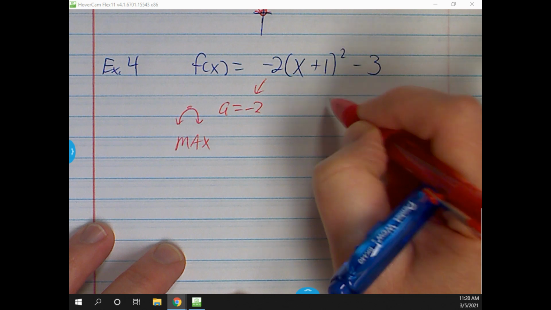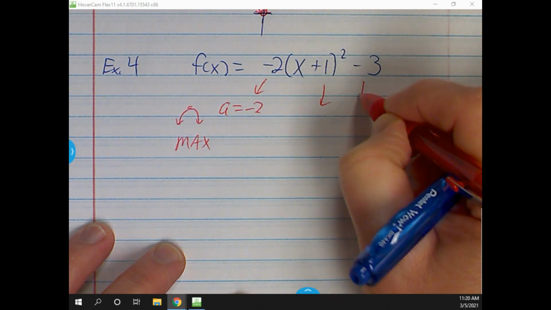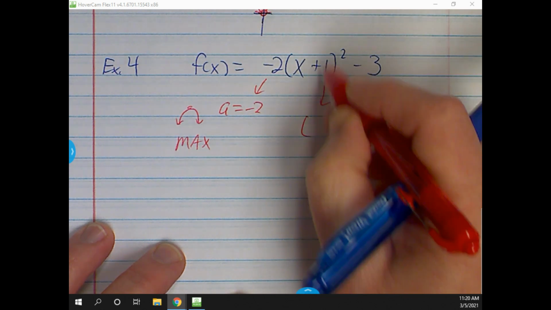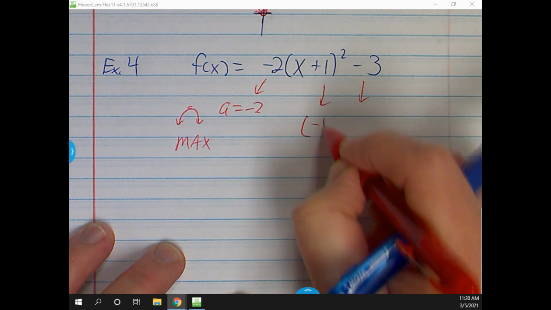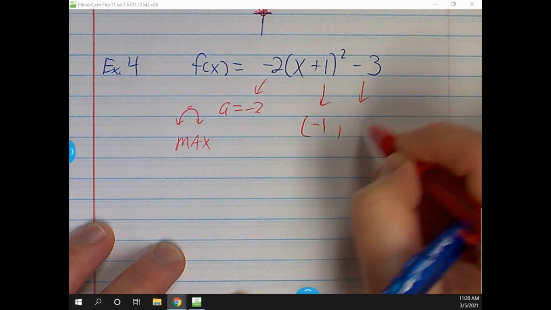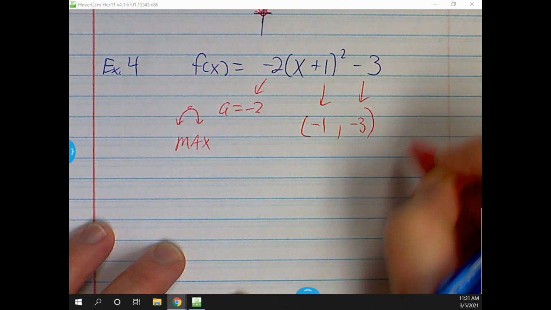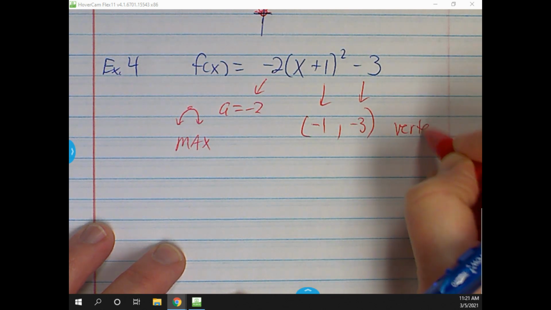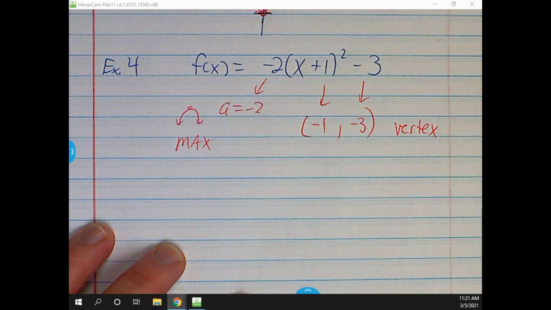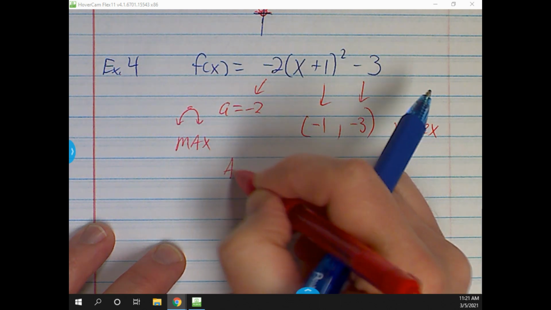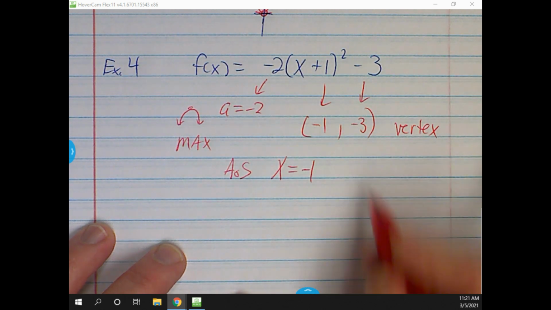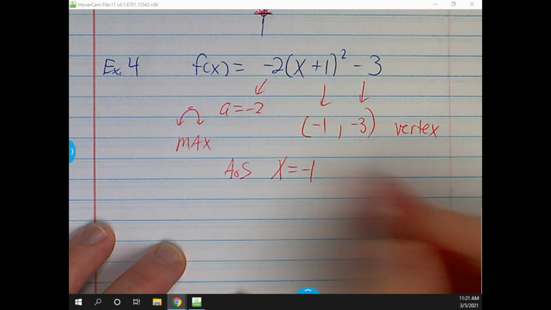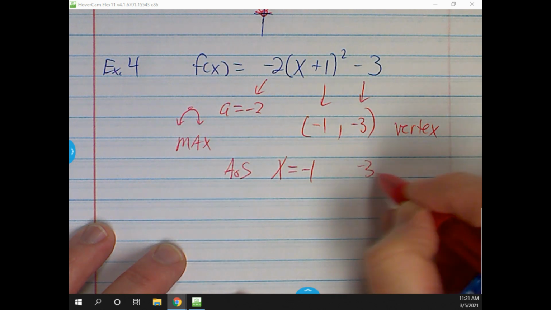All right, so here's our h and our k values. So our vertex is going to be, and again, change the inside value, or whatever's on the inside of the parentheses, you always have to change that sign. The number on the outside stays the same. All right, and our axis of symmetry is the x value. The y value is your max or your min. In this case, that's a max point, so -3 is our max value.